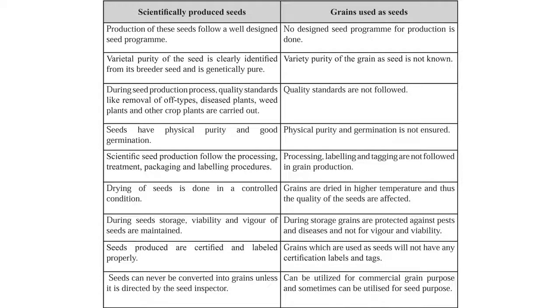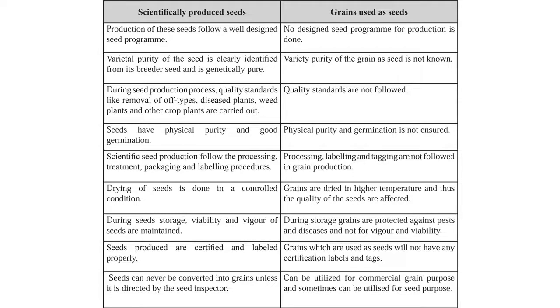Scientific seed production follows processing, treatment, packaging and labeling procedures. Drying of seeds is done in a controlled condition. During seed storage, viability and vigor of seeds are maintained. Seeds produced are certified and labeled properly and are never converted into grains unless directed by the seed inspector. These are all the properties of scientifically produced seeds.